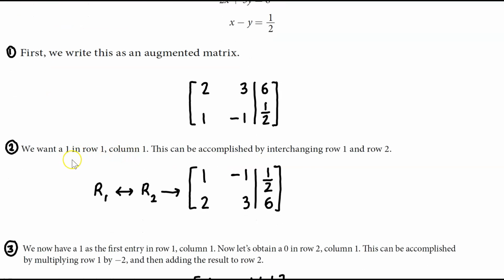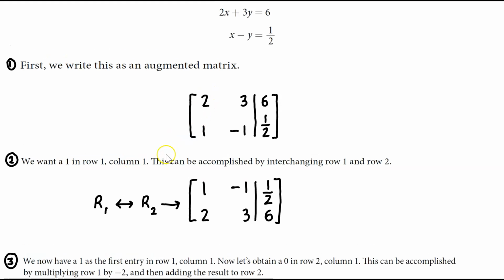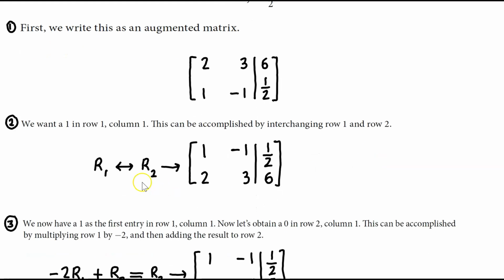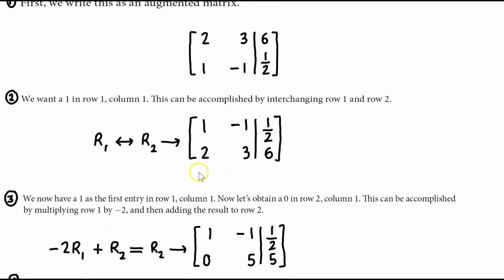Now we want a 1 in row 1, column 1 in the upper left hand corner. Since there's a 1 in the second row, this can be accomplished by interchanging row 1 and row 2. We would use the following symbol, which means interchange. So we're interchanging row 1 and row 2. Now row 1 represents 1, -1, 1/2, and row 2 is 2, 3, and 6.